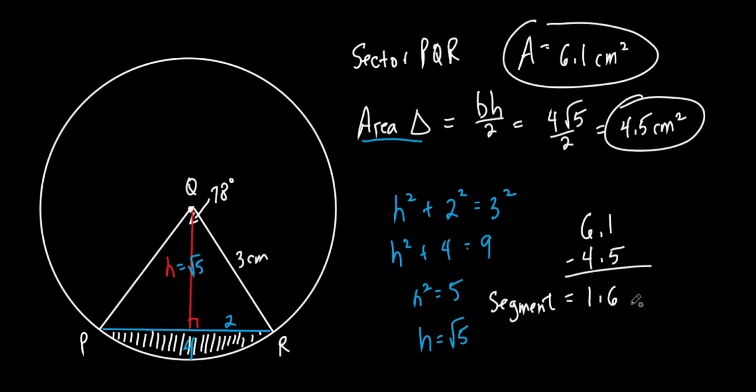It's 1.6. It's in centimeters, so it's what? Centimeters squared. So this is my triangle, right? That's the sector. So I take the triangle away from the sector, and I am left with the segment, what's left over.